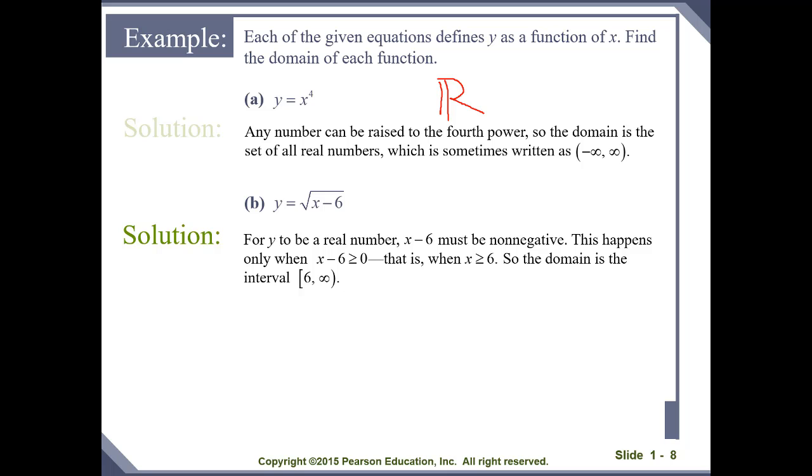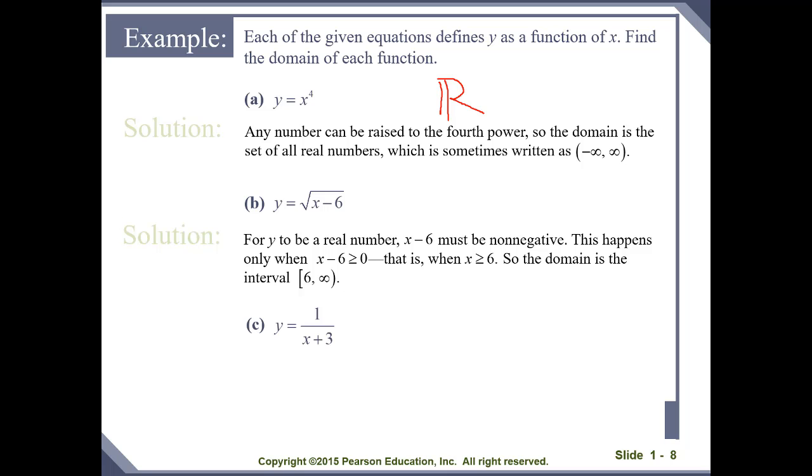Remember, the bracket indicates that the number next to the bracket is part of the solution set. So 6 is a valid answer. Infinity is not part of the solution set. Infinity never will be, because infinity is not a number. It's just an idea. It's just a label.